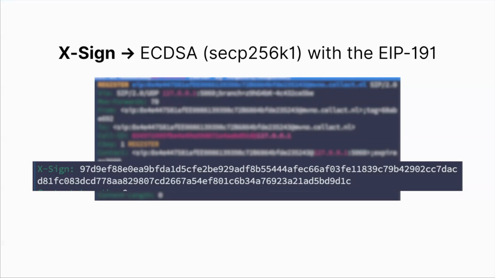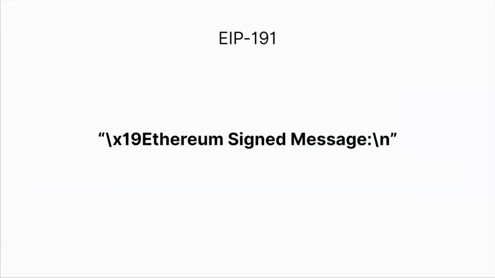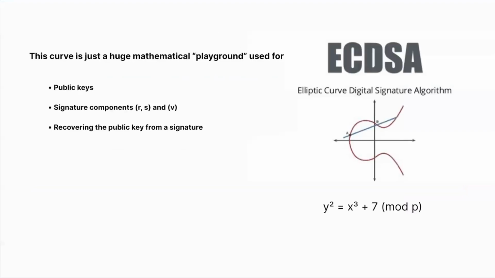What is actual ECDSA? What is it? So, EIP 191, sorry, first. It's a prefix. It's just this prefix that we are adding into the data that we are signing in the beginning. And the ECDSA curve is a huge mathematical playground that is used to derive the public key from the private key, so that we have signature components after we sign something. We can get V, R, and S values, and then from them we can recover who the signer was.